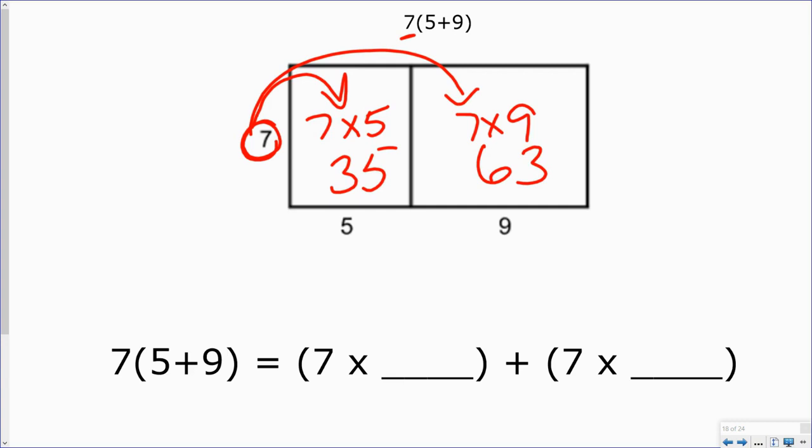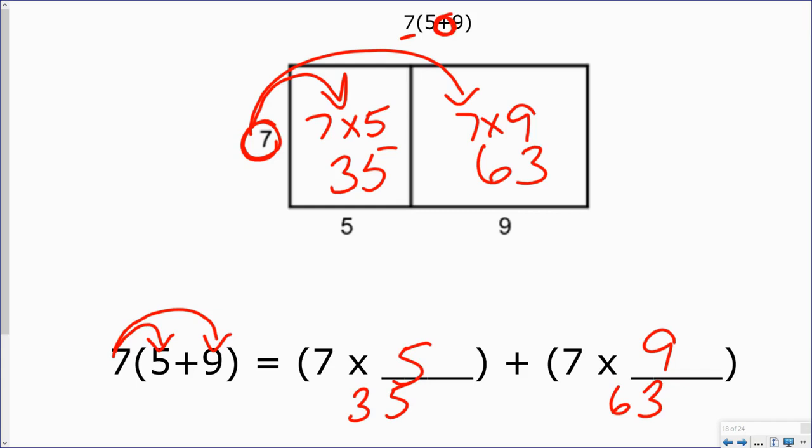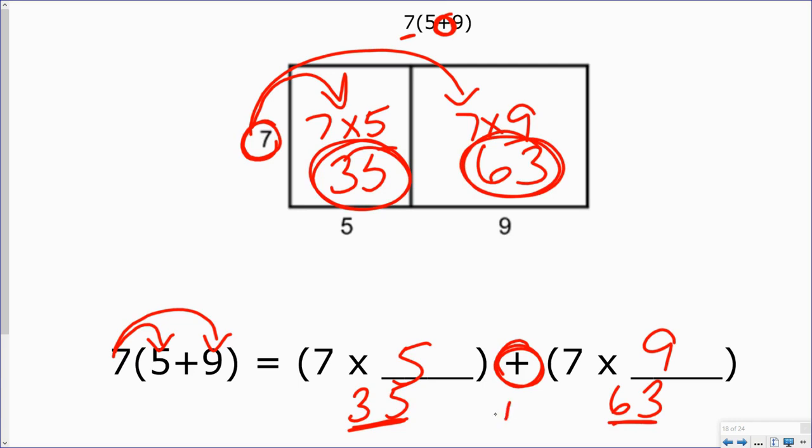So if I come down here to my expression, same thing. 7 groups of 5 would give me 35, and then 7 groups of 9 would give me 63. And again, notice that they are adding here, and we're adding here. Here's my 35, here's my 63. So 35 plus 63 gives me a total amount of 98.